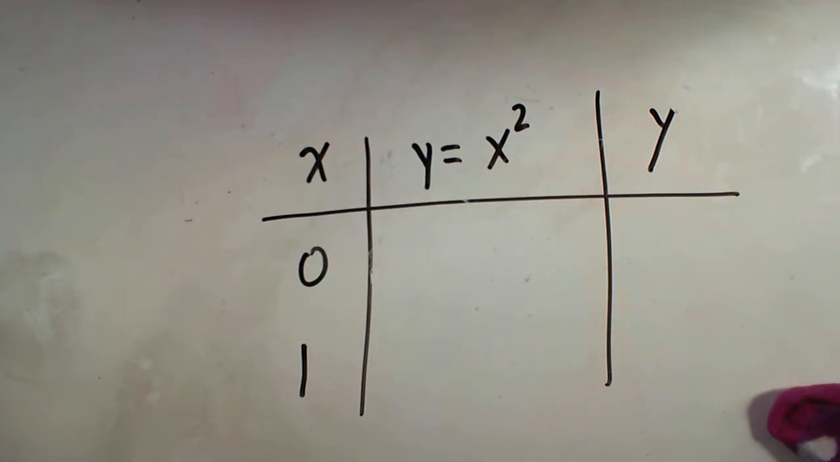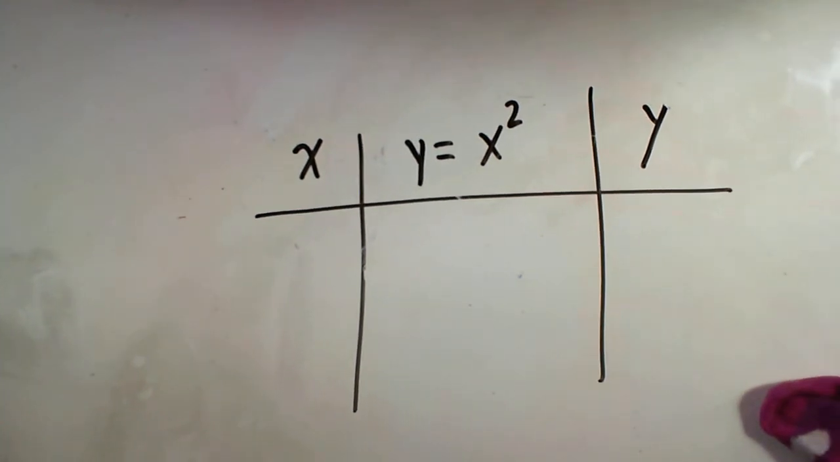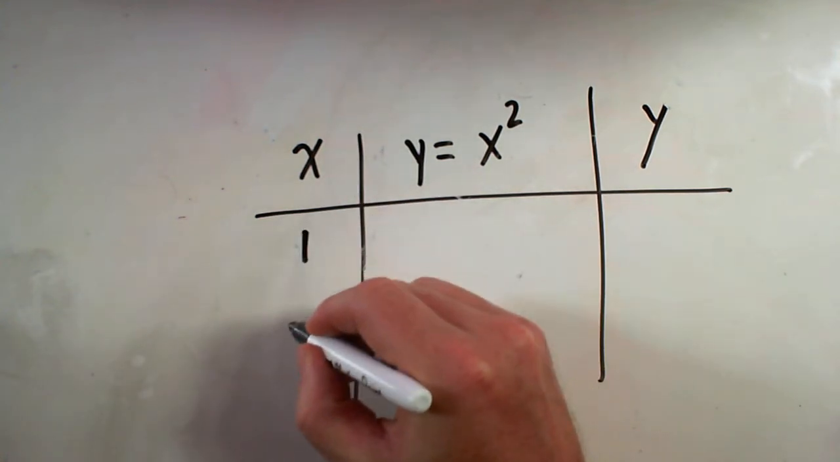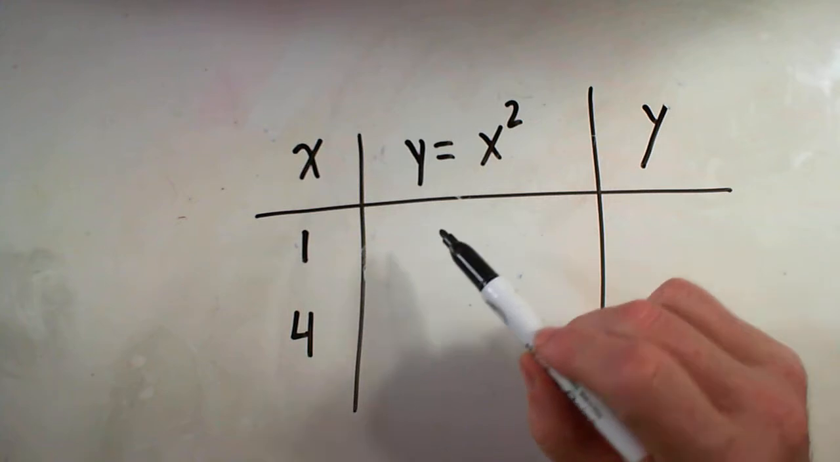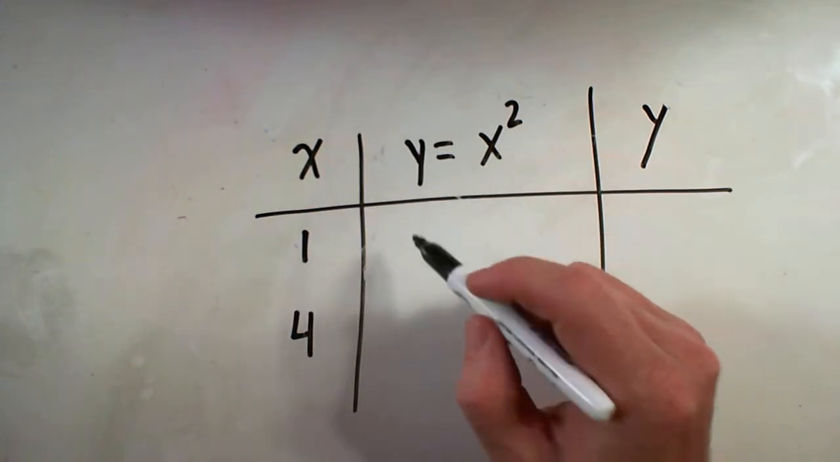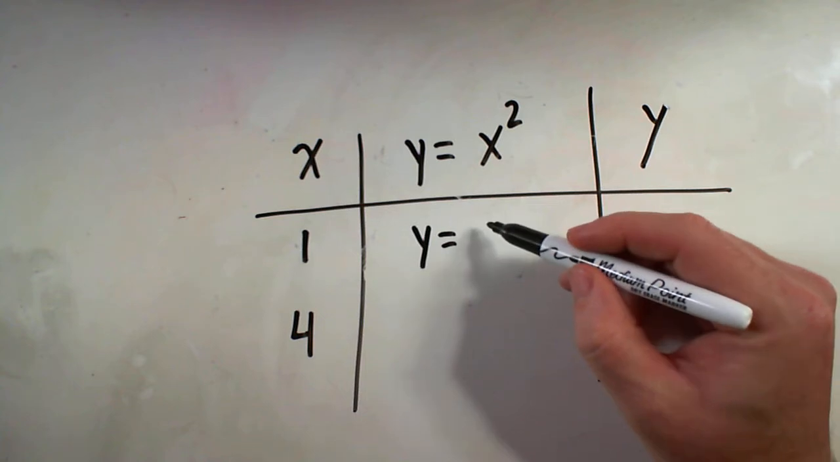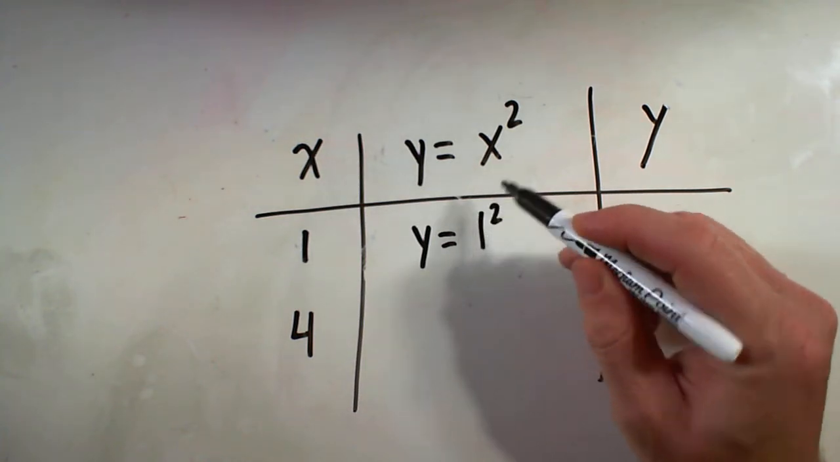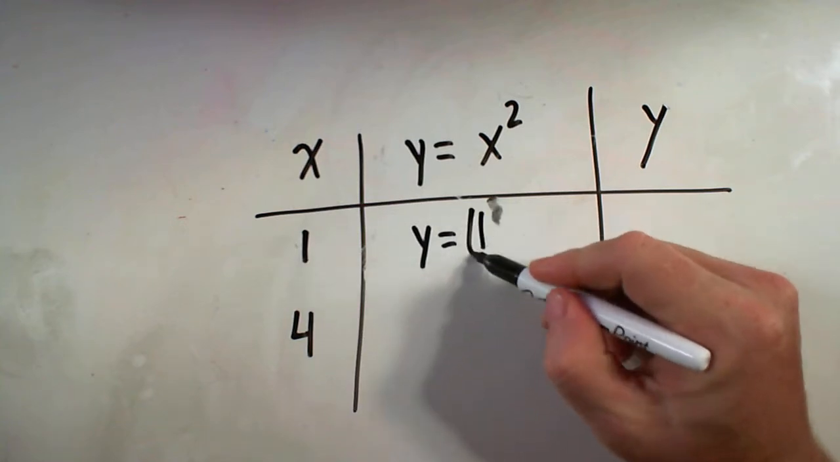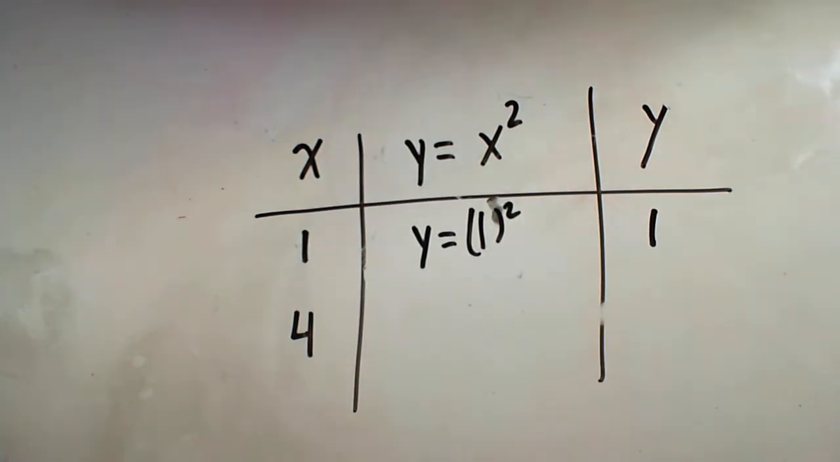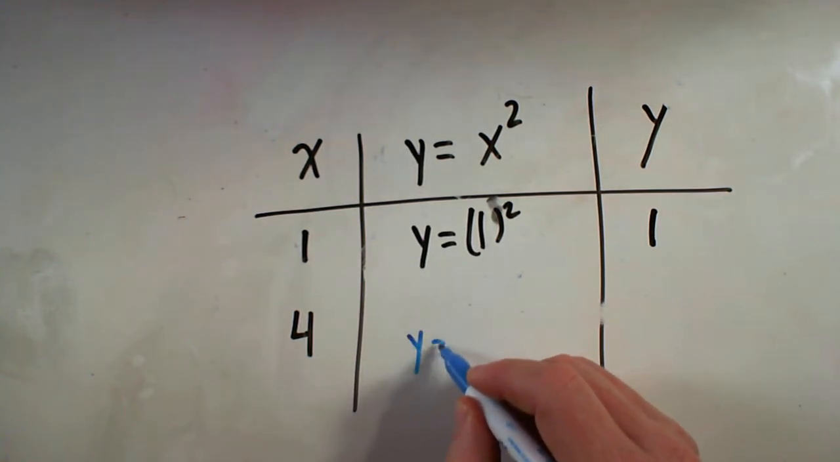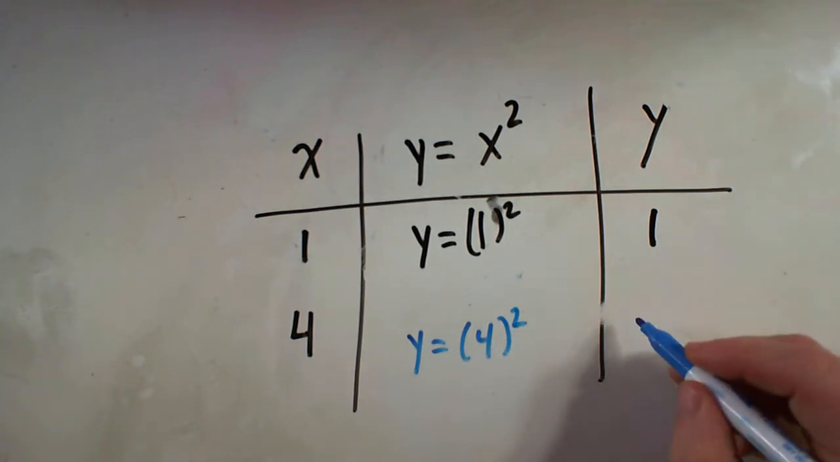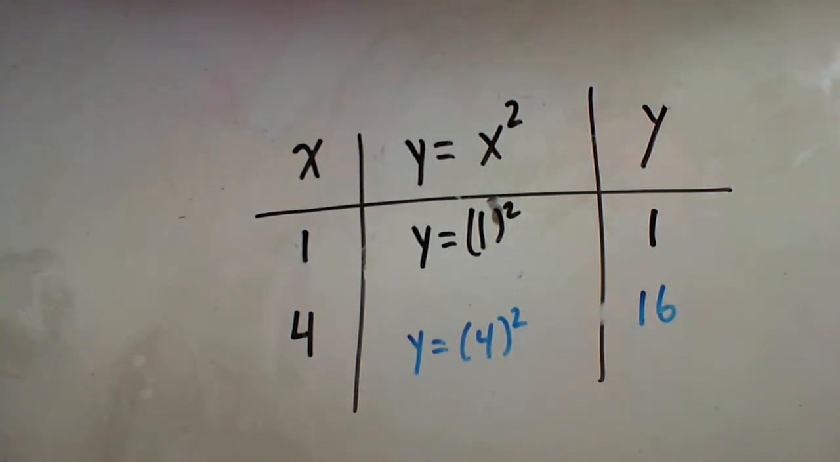In our next one, we have our x and our y, and they are related by y equals x squared. So we have x values 1 and 4, and if we take 1, plug it in, we get that y equals 1 squared, which means y equals 1. And when we plug the 4 in, y equals 4 squared, so that would give us 16.